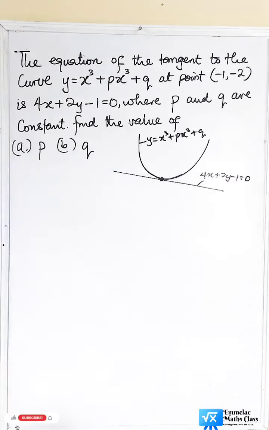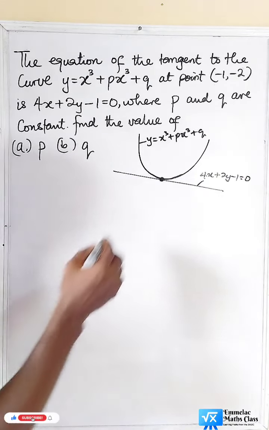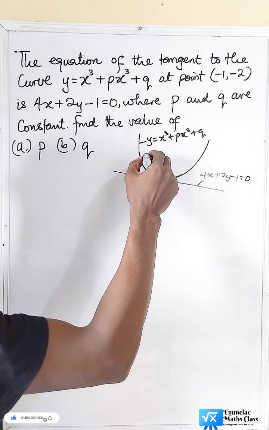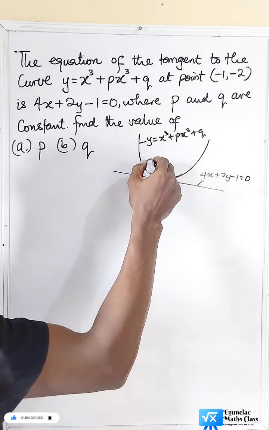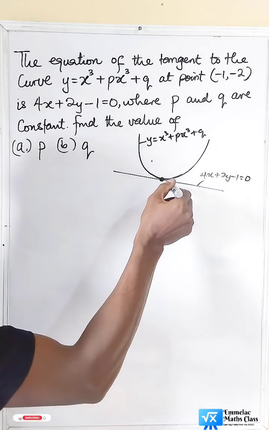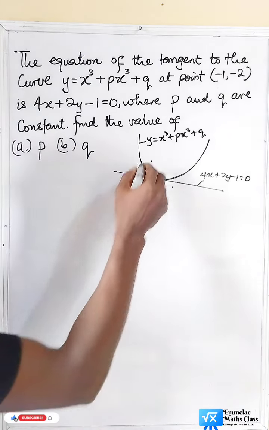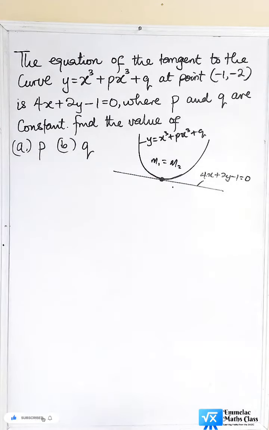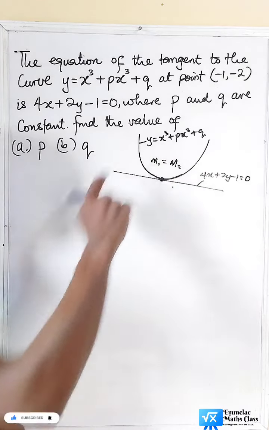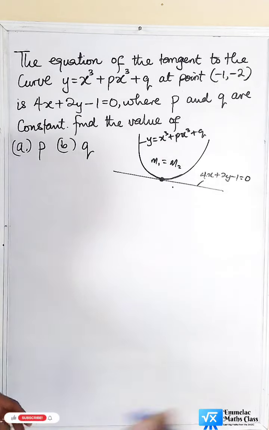0. Now for them to meet here, it implies that the slope of the curve is equal to the slope of the tangent. So let us assume that m1 equals m2. First of all, let us find the slope of the curve, and by finding the slope of the curve, it means we have to differentiate it.